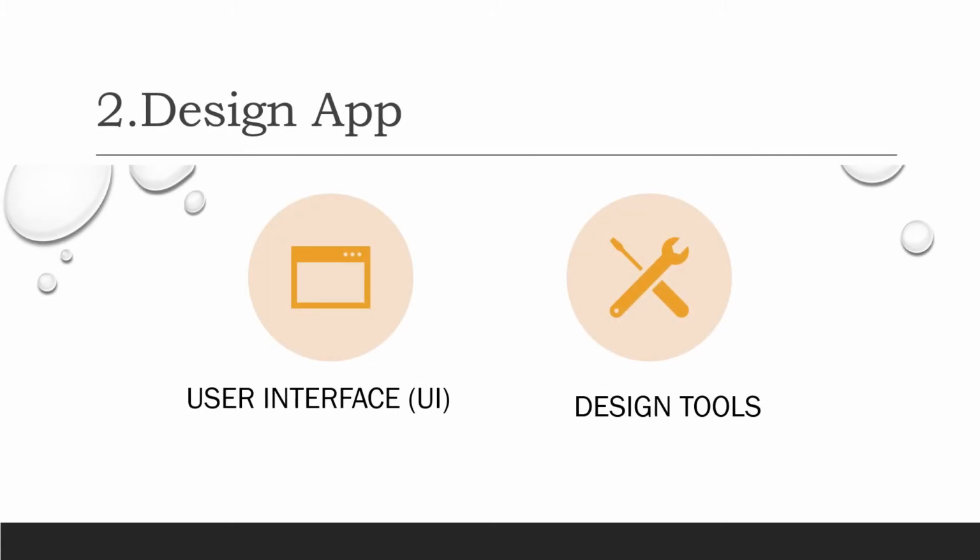Step 2 is the design app. So here you will design the user interface of your app. User interface is the visual elements in your app through which the user interacts with your app. So for a login page like Gmail, you have username, password, and login or sign up. So similarly in your app, you are going to have a design page. Then you will use a lot of design tools to create your user interface.